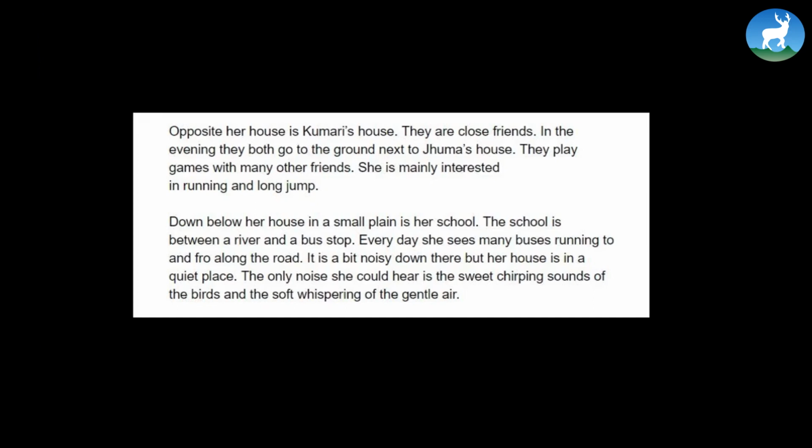Down below her house, in a small plain, is a school. The school is between a river and a bus stop. Every day she sees many buses running to and fro along the road. It is a bit noisy down there, but her house is in a quiet place. The only noise she could hear is the sweet chirping sounds of the birds and the soft whispering of the gentle air. So this is the passage that just describes Juma's house, what she does. It usually describes beautiful locations.